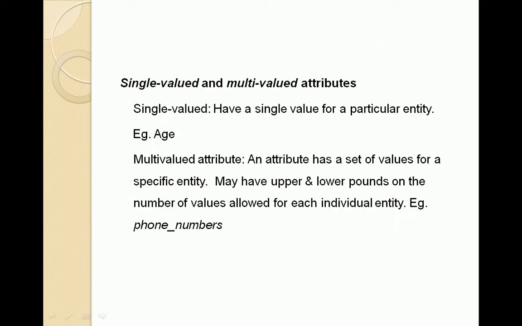The second category is single valued and multi-valued attributes. Single valued attributes are those which have a single value for a particular entity, like the age of a person can have only one value associated with it. Therefore, it is referred to as single valued. A multi-valued attribute is an attribute which can have many values associated with it, like phone number. You can have more than one phone number, so you can have more than one value of the phone number. So phone number is a multi-valued attribute.